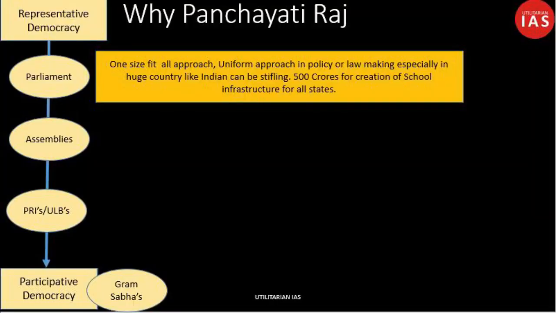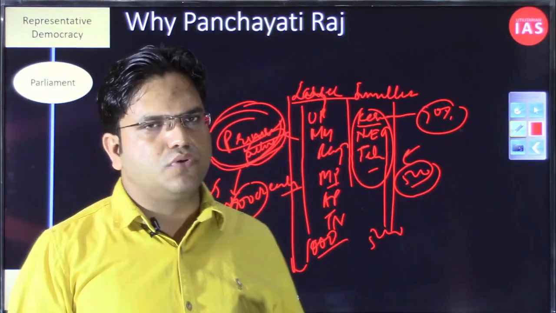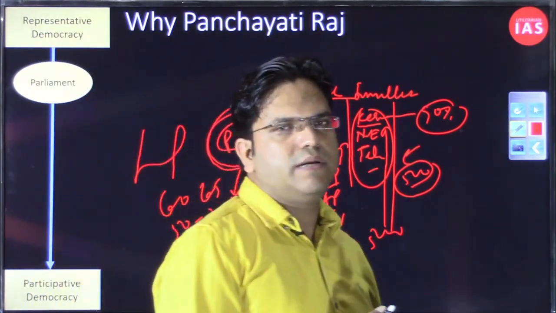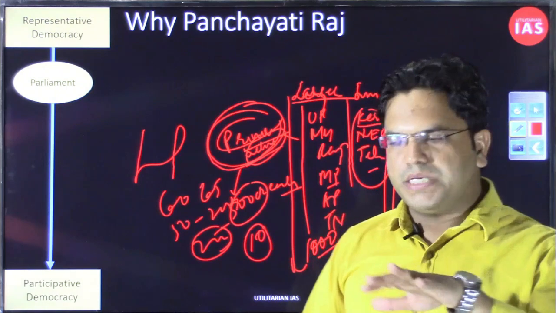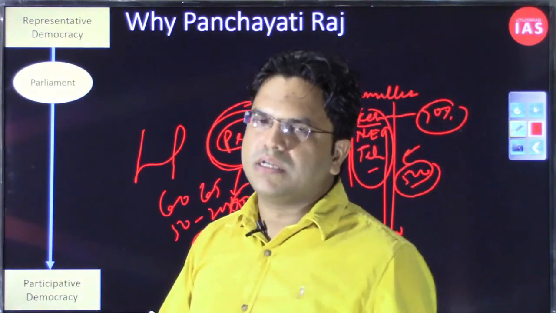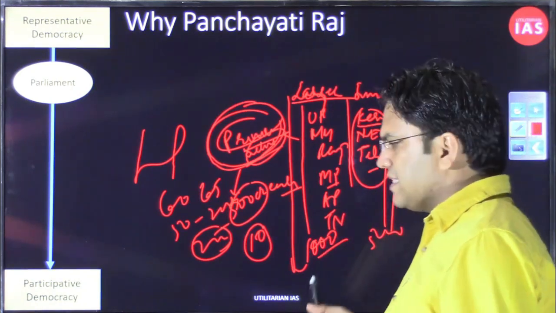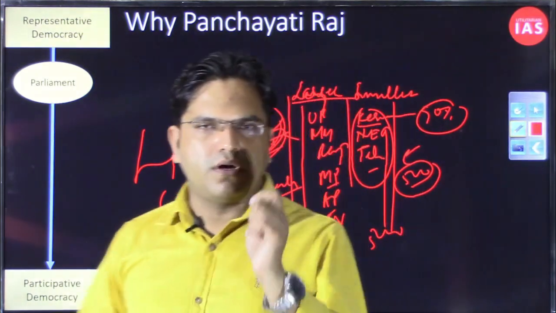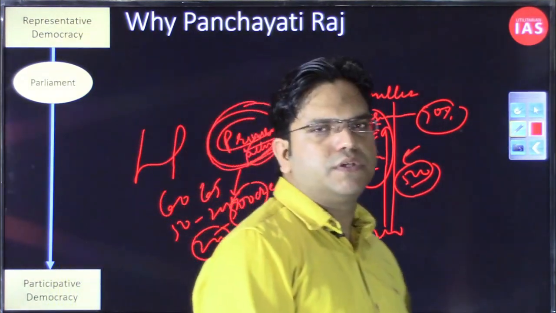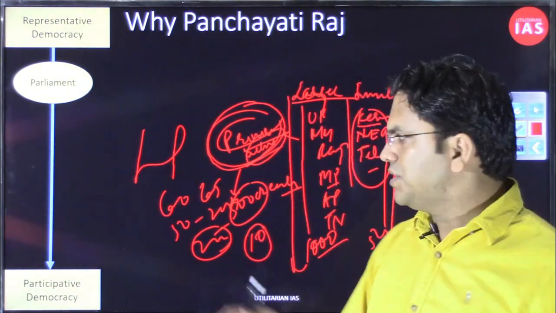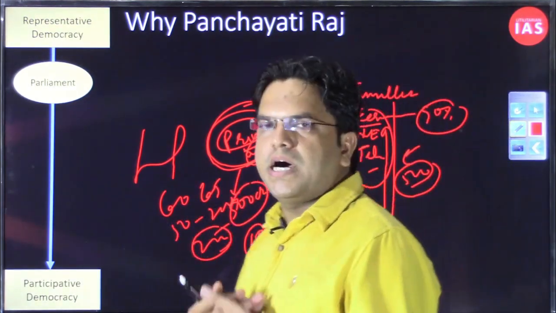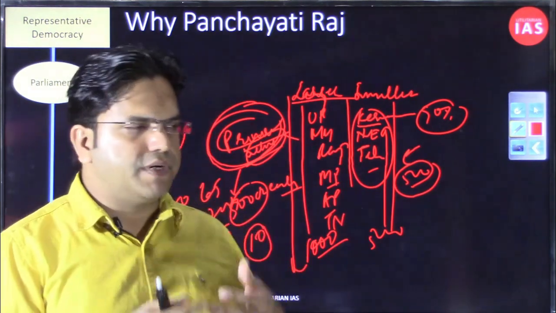So my point is that this uniform approach in scheme design or implementation, which has to be implemented across the nation, does not work or is not effective, right? If a state is saying that we already have enough of that infrastructure or enough of the social structure, we are not interested in creation, our requirements are completely different, please understand.